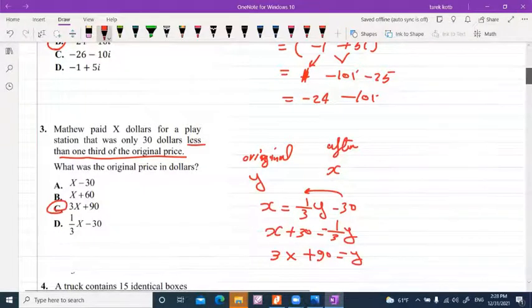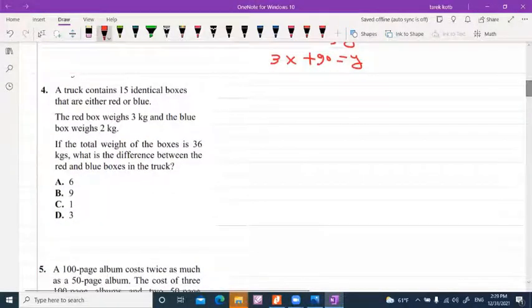Number 4. A truck contains 15 identical boxes that are either red or blue. The red boxes weigh 3 kilograms and the blue box weighs 2 kilograms. If the total weight of the boxes is 36 kilograms, what is the difference between the red and the blue boxes?